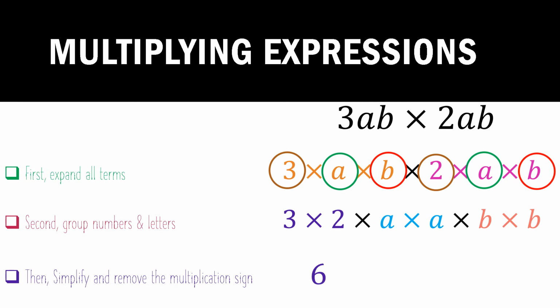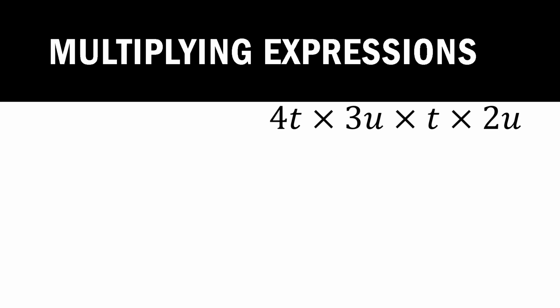So 3 times 2 will give me 6. A times a, remember when we are multiplying numbers and letters, they are raised to a power. So that's a to the second power and b to the second power. Well done. What about if you're given 4t times 3u times t times 2u?